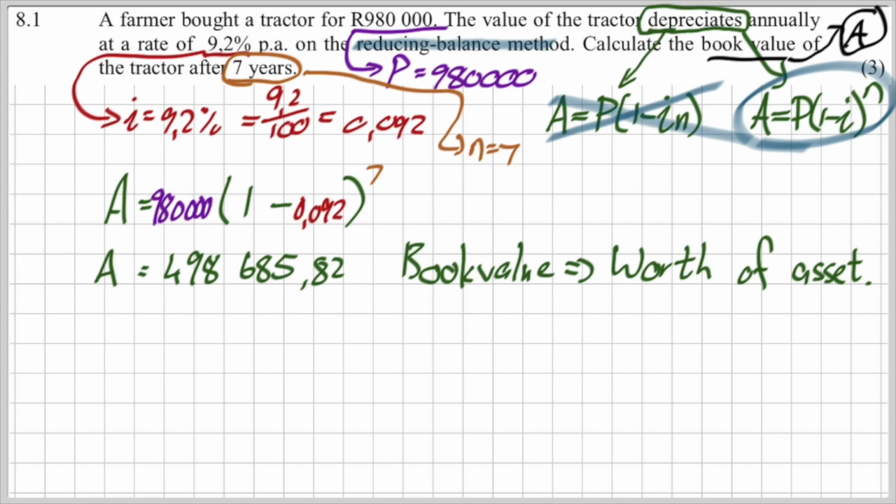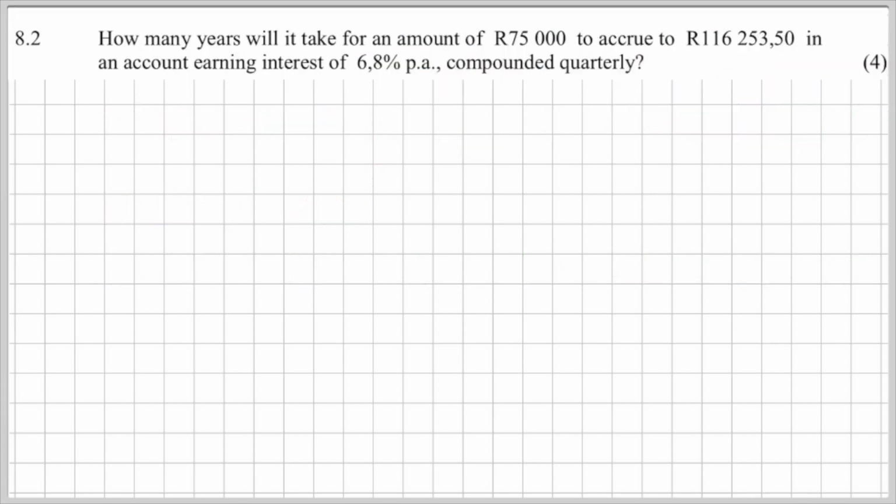Now let's look at question 8.2, because this is now where we're starting to mix grade 11 and grade 12. 8.2 reads, how many years? So n is the question mark. Automatically my mind starts going towards logarithms. I'm just telling you because a lot of times in financial maths that we love to ask.